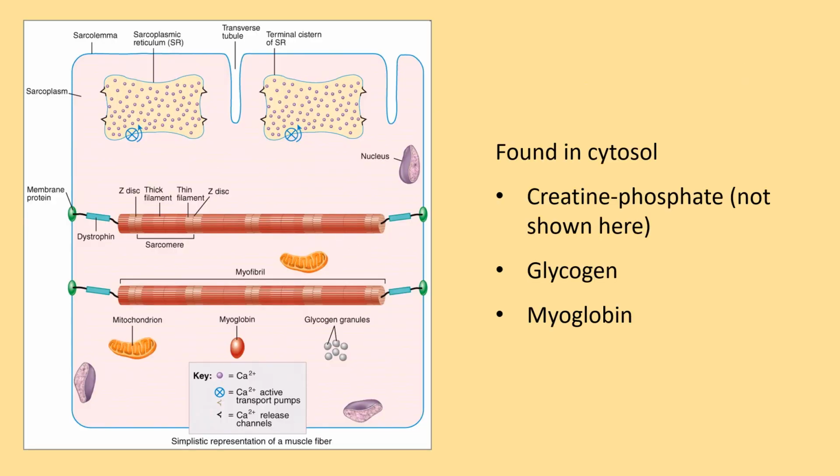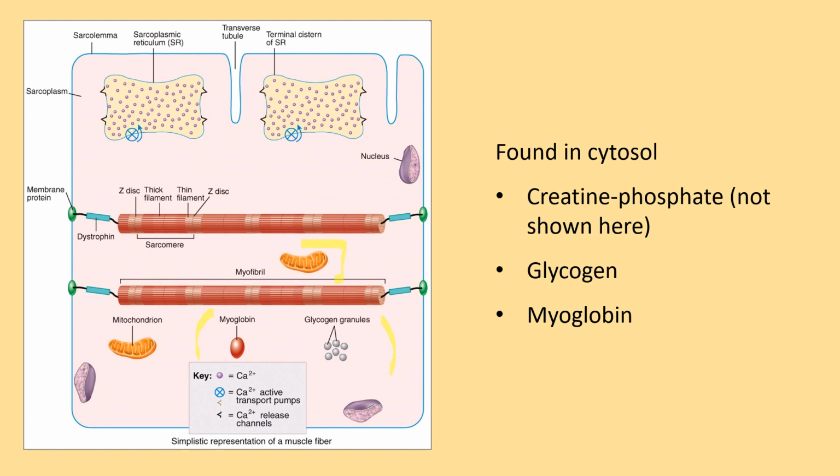We've seen this picture before when we talked about the physiology of muscle contraction, and at the time I ignored some components of this image. I want to circle back to this image so that we can focus on these glycogen granules in the cytosol. We can talk about myoglobin in the cytosol. We can talk about how muscle cells have many mitochondria. Creatine phosphate is not shown here, but that also is found in the cytosol of a muscle cell.